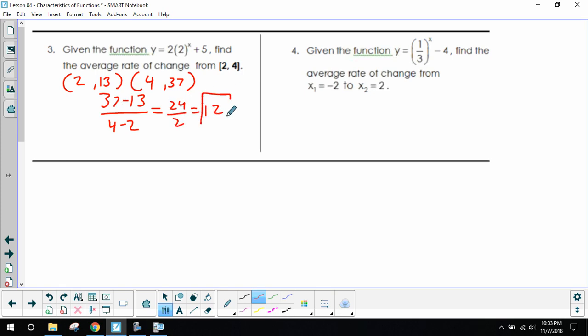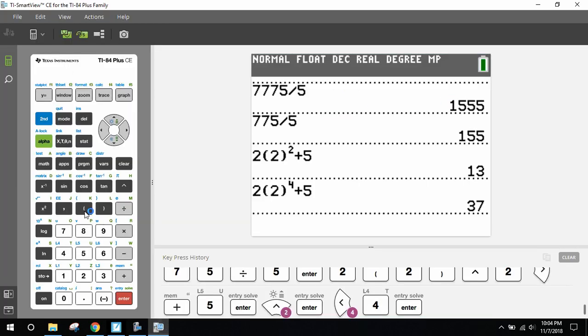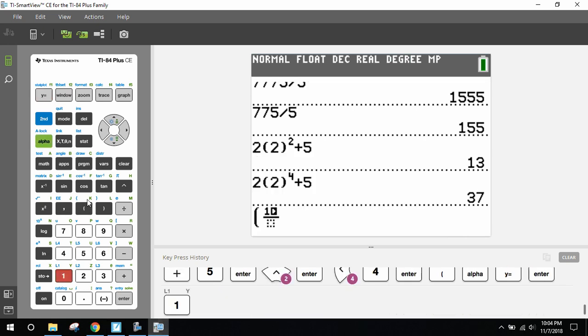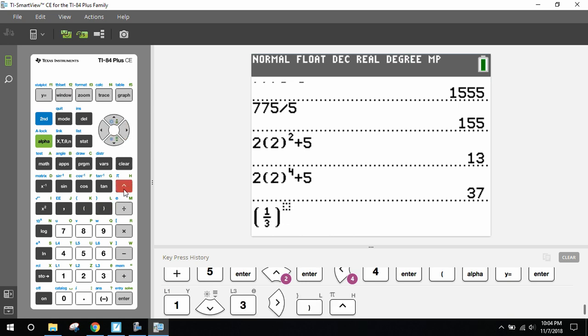I can't do this in my head, so the first one's going to be -2. Second one's going to be 2. Plug that in my calculator. Here I go. Parentheses alpha y equals enter. We get 1 over tree. Parentheses caret. And we're going to go to the -2nd. I was looking at my paper, guys. And -4. Hit enter. Boom. 5.